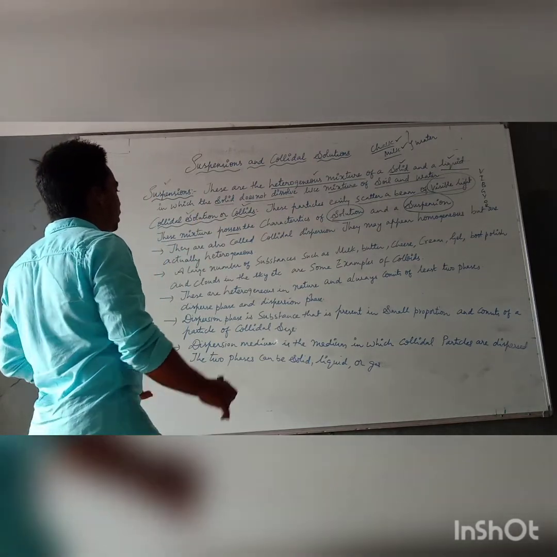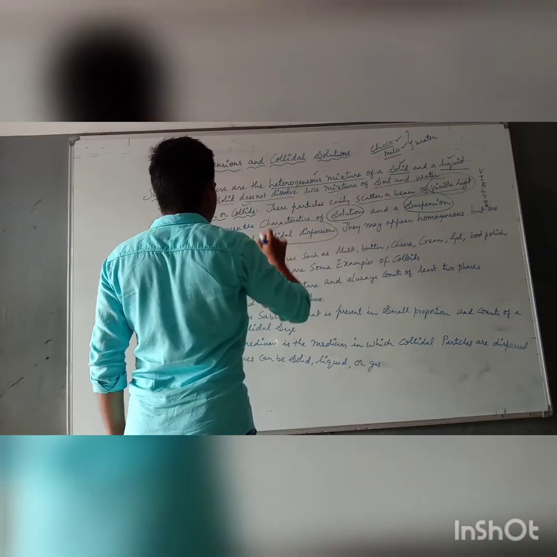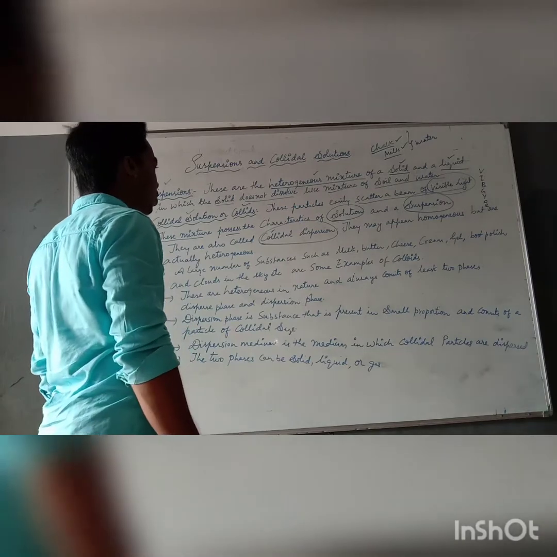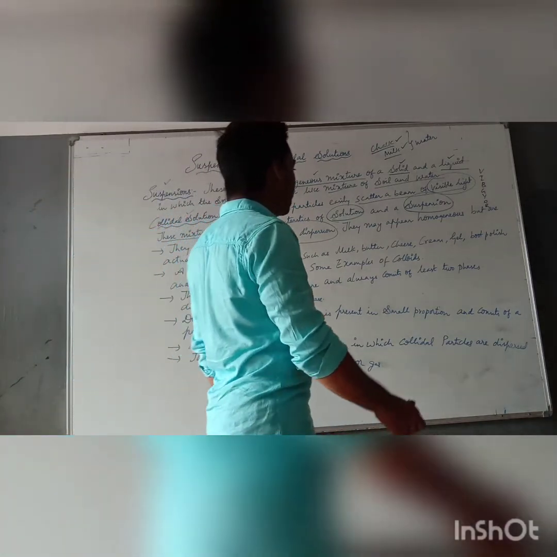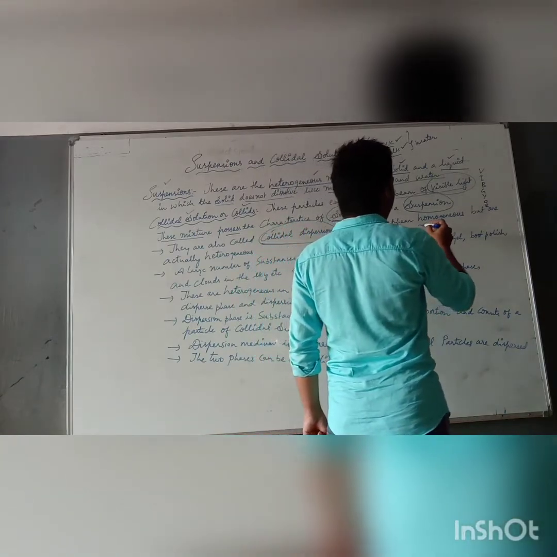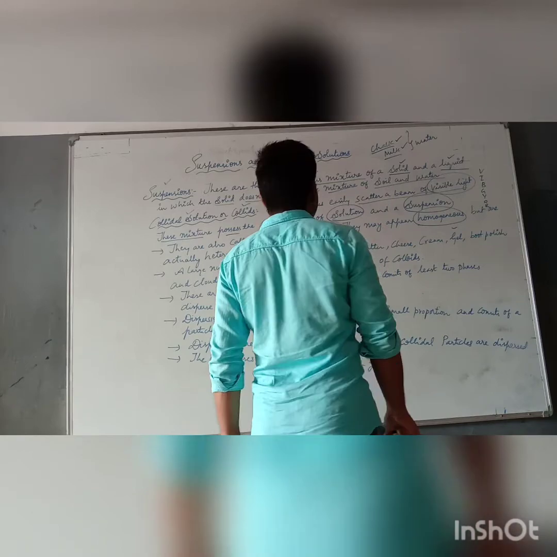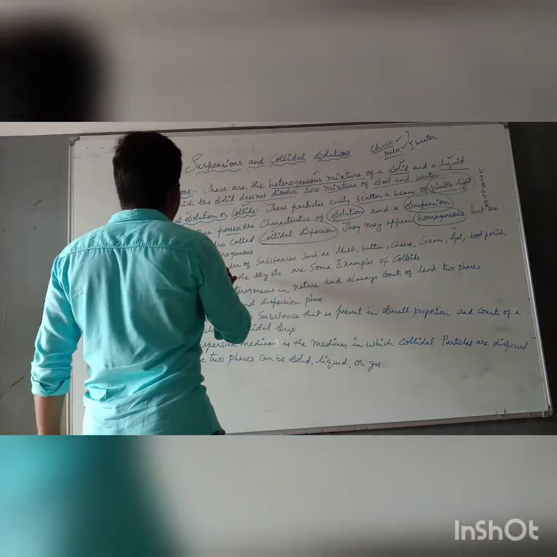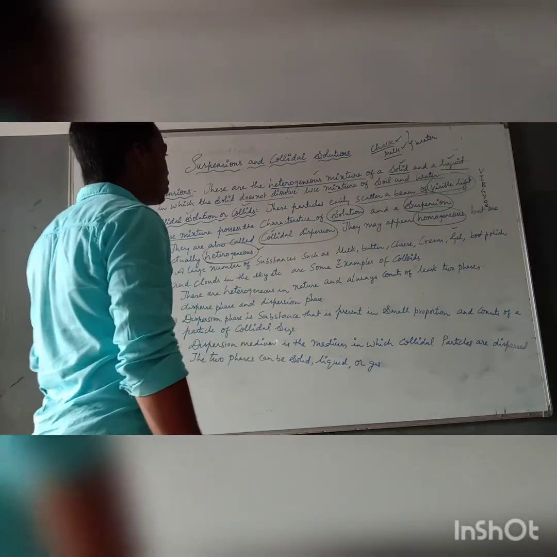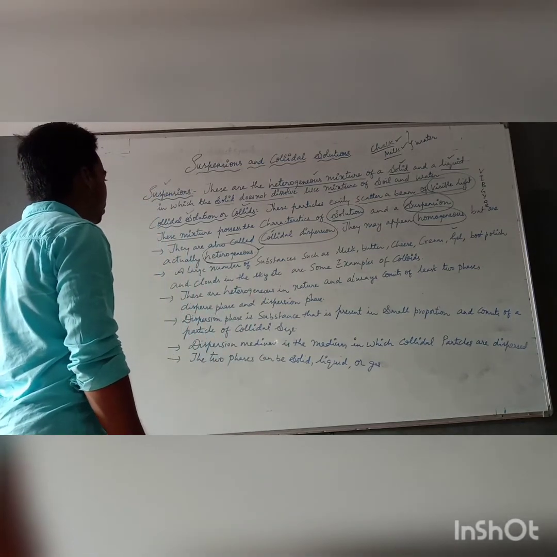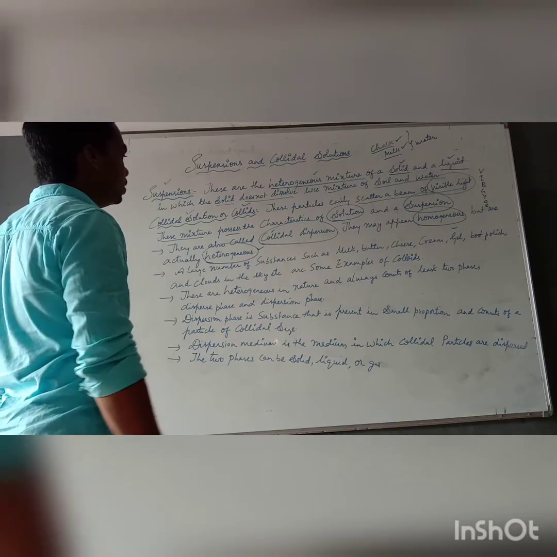These colloidal solutions are also known as colloidal dispersions. The basic thing here is that they appear homogeneous, but they are actually heterogeneous. So basically, they are also called colloidal dispersions.